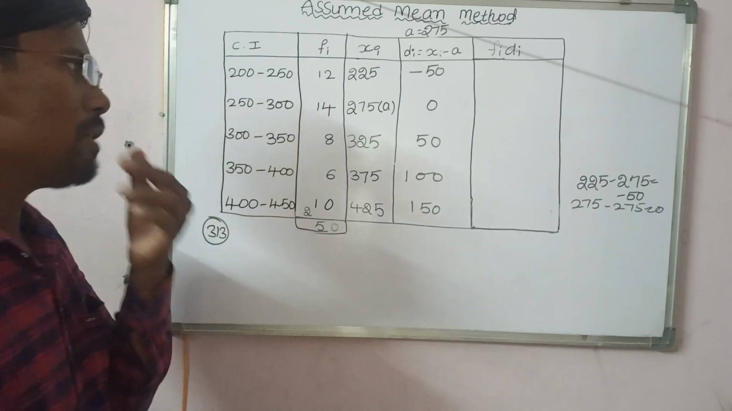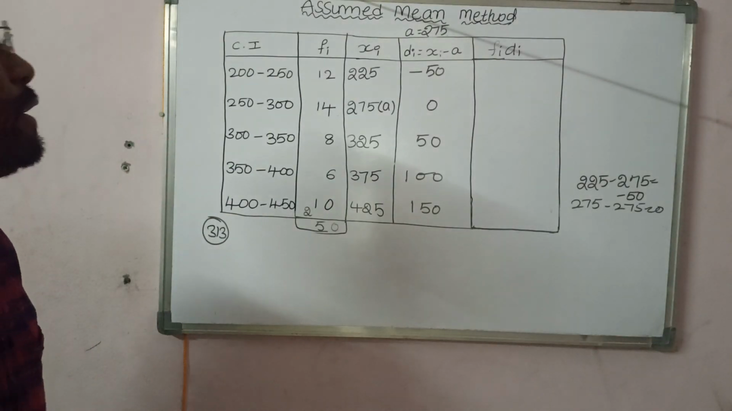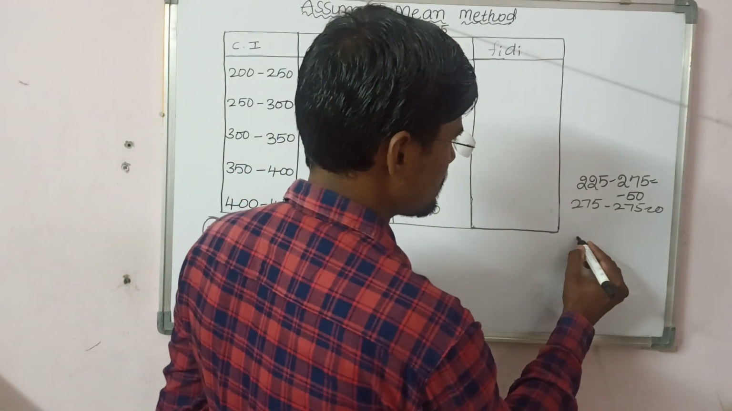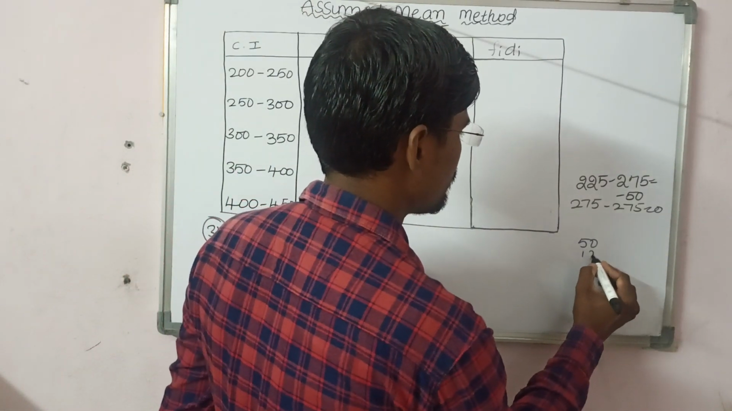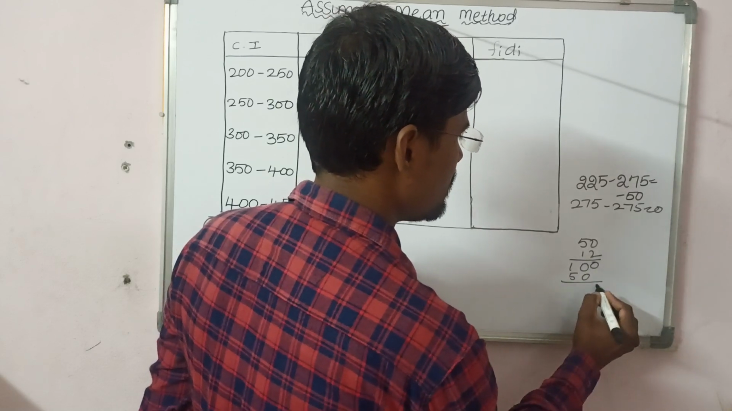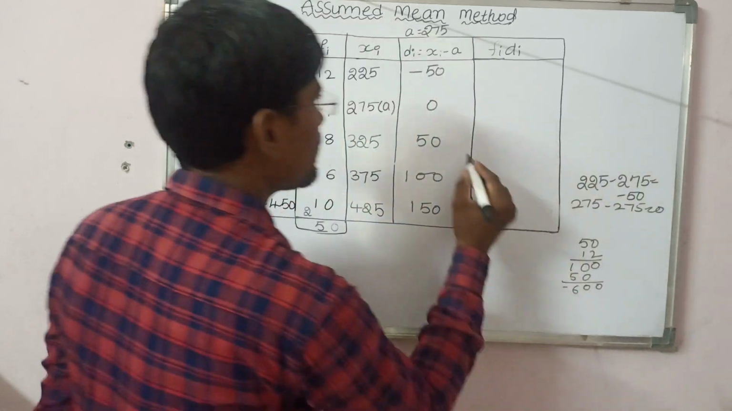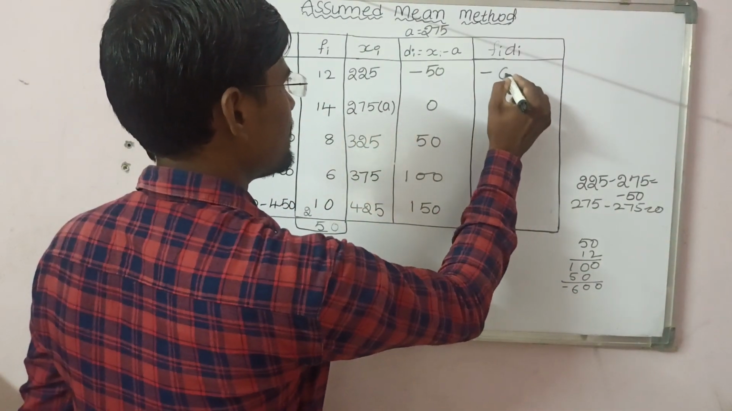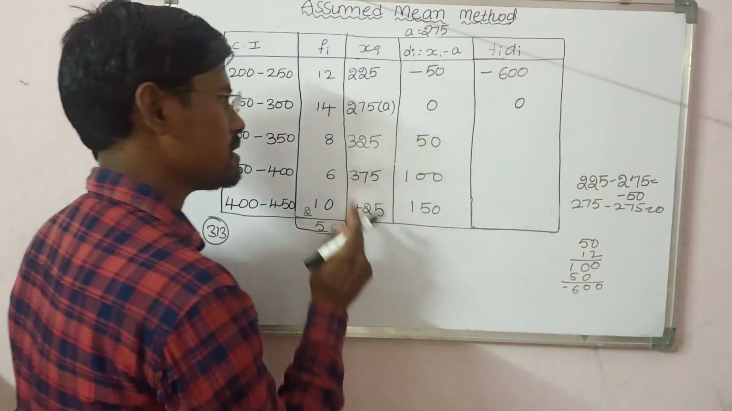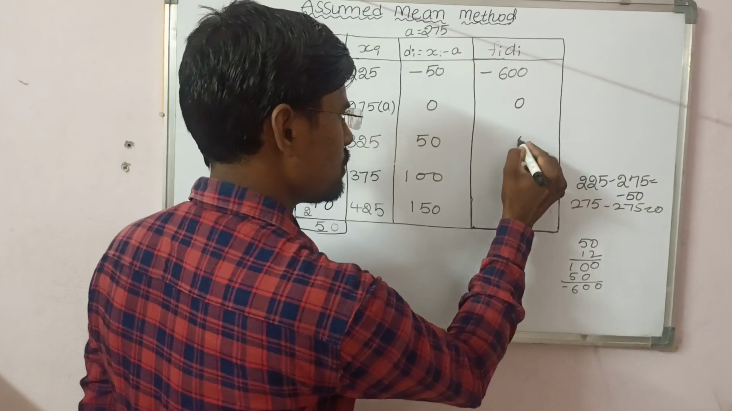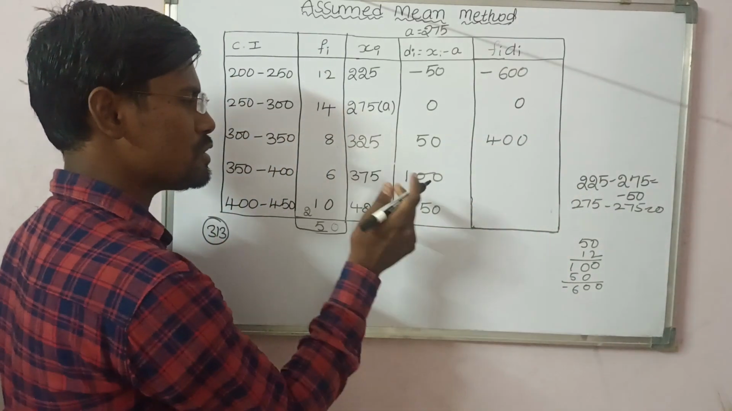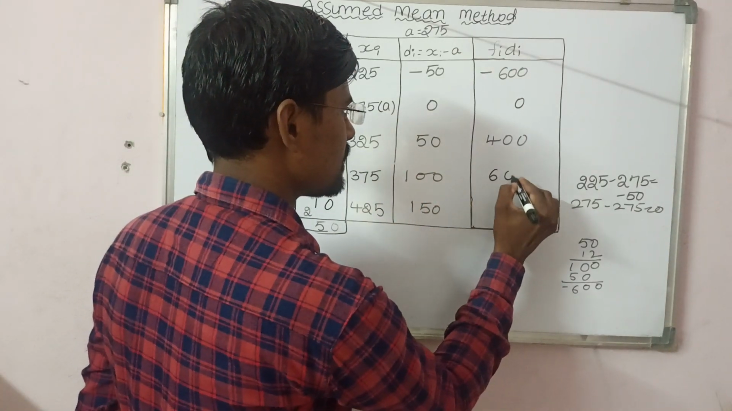So now we have to do fi di value. What is the fi di value? 12 into minus 50. 12 into minus 50 is nothing but 50 into 12 you can do. 2 zeros are 0, 2 fives are 10. 1 zero is 0, 1 five is 5. So here we can get minus 600. 14 zeros are 0 we can get. Next 8 into 50, 8 zeros are 0, 8 fives are 40. So we can get here 400. 6 into 100 we can get as 600 here.